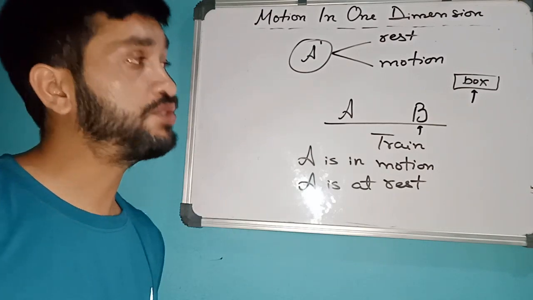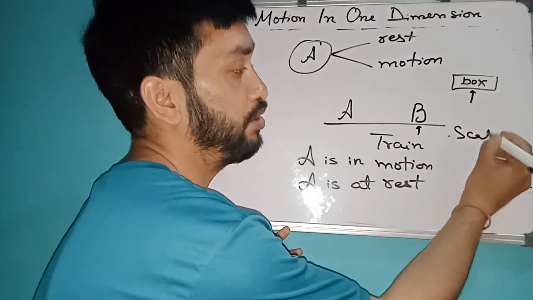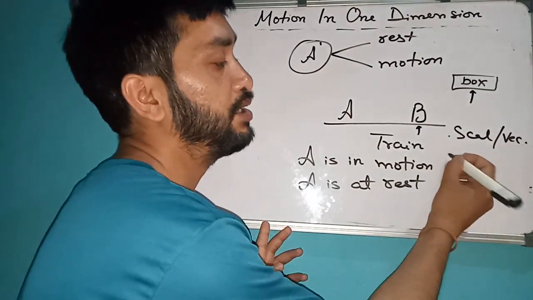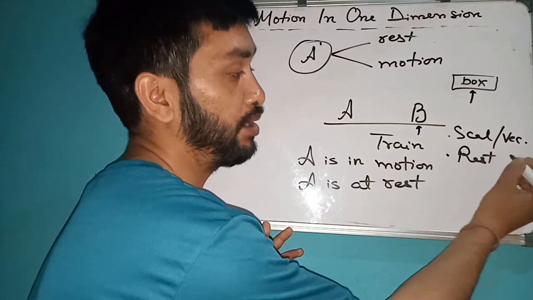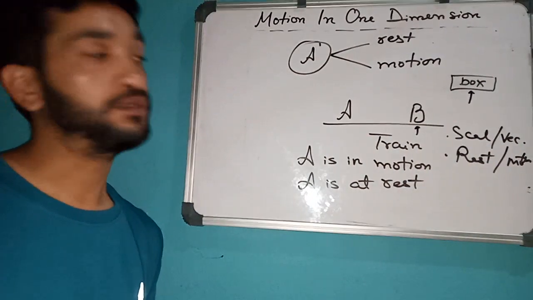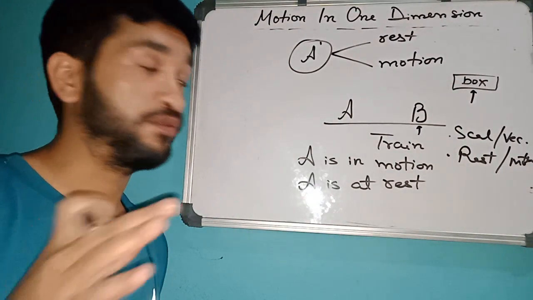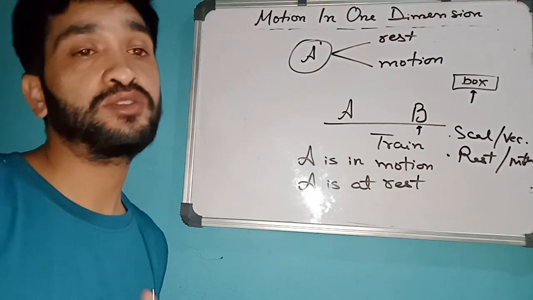So from this video, what you have to clarify today is what is scalar quantity and what is vector quantity. Second point, you have to clarify what is rest and what is motion. Simply do not give the definition of rest and motion according to your daily life. According to physics, you have to give the definition.